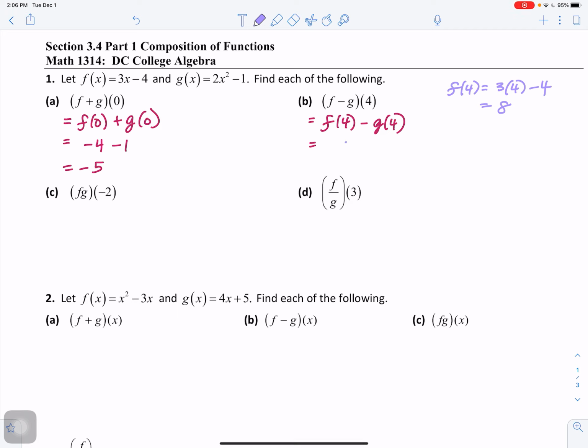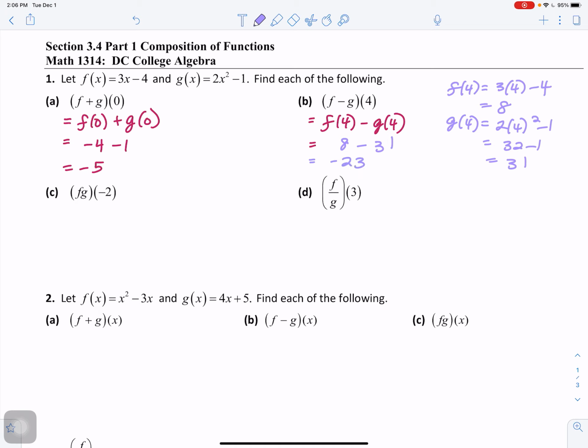So we have 8 minus, and now we're going to have g of 4. And g of 4 is 2 times 4 squared minus 1. And that's going to be 16 times 2, which is 32, minus 1, and that's 31. So it is 8 minus 31, and that's equal to a negative 23.